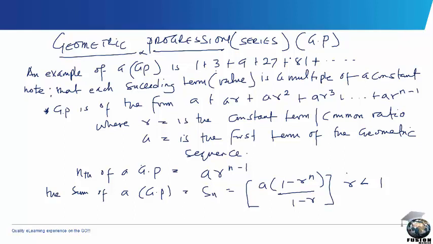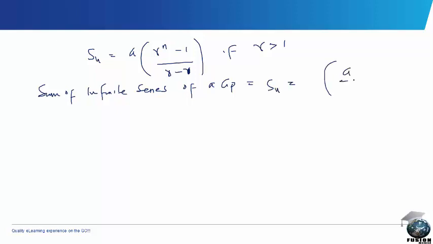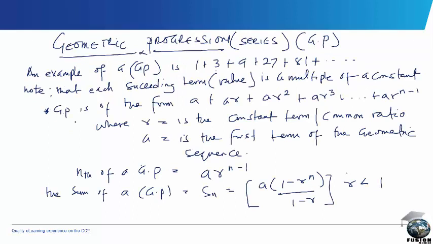There is also the sum to infinity, or what we call the sum of an infinite series of a GP. The sum of an infinite series of a GP is given as S infinity equals a over 1 minus r. Having been given these formulas, we can go ahead to resolve equations involving geometric progressions.